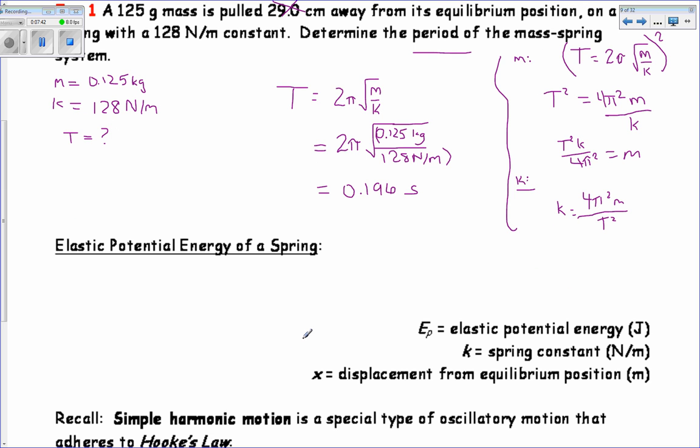Okay, and so there's two other formulas that we can use when we're talking about a spring. There's the elastic potential energy of a spring, which you've already used. We did that in the work and energy unit. So energy is equal to 1/2 times k times x squared, where k is the spring constant in Newton meters, and x is the displacement from the equilibrium position in meters.